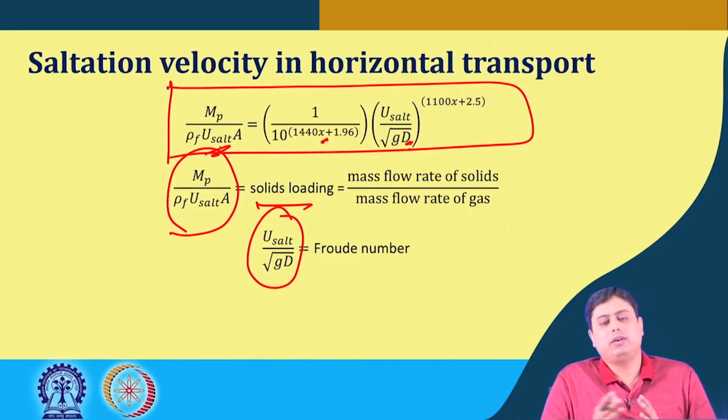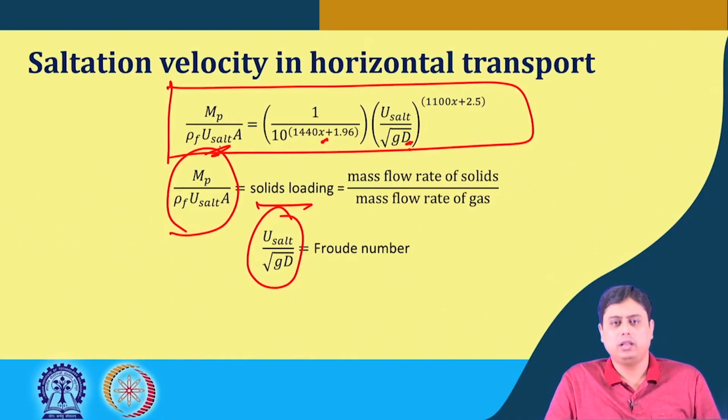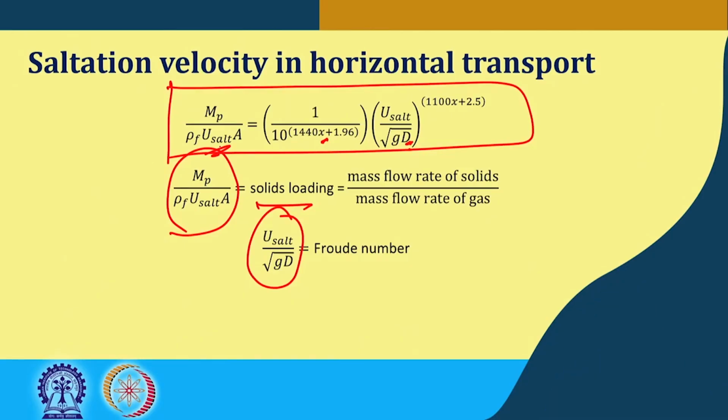So, when we further mention choking, that would imply that the orientation of the pipe is in the vertical direction, and when we talk about saltation, it means it is in the horizontal direction. So, these two velocities, how to calculate them, how to determine them, this we have seen in today's lecture.